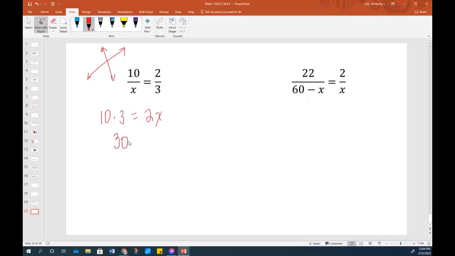So 10 times 3 is 30. So 30 equals 2x, and then divide both sides by 2. And x is 15.